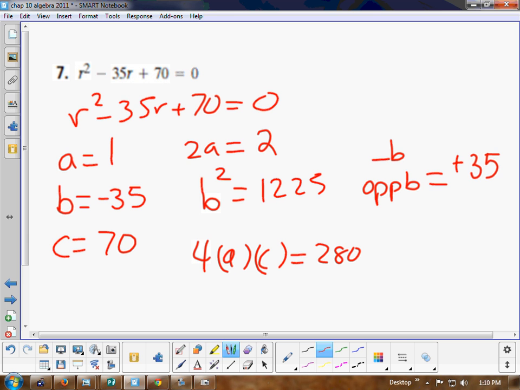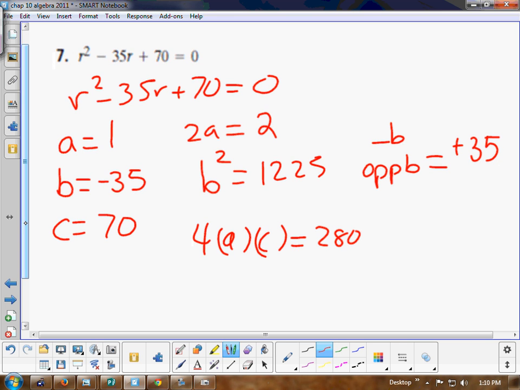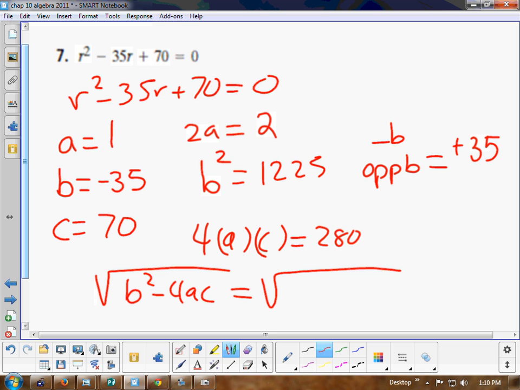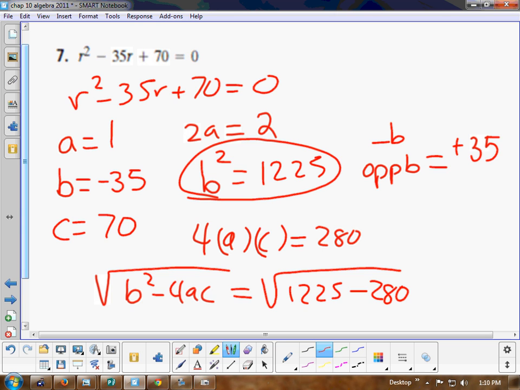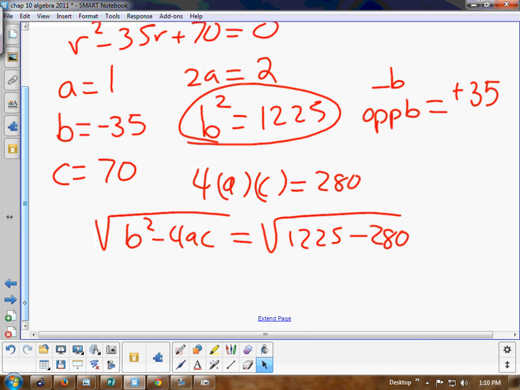Okay. Now, the next thing we need is the square root of b squared minus 4ac. That's the square root of b squared, 1225, minus 4ac. 4ac is 280. Okay, what does that turn into, people? Got your calculator in front of you. Punch it in. Give me a number. 30.7. No, without the square root. Sorry. 1225 minus 280. Give me that first.